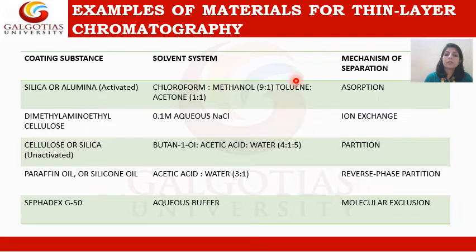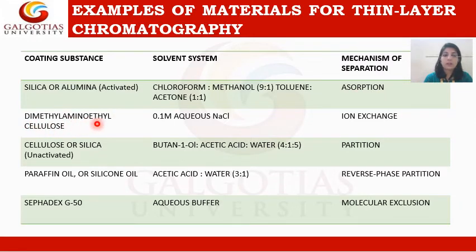Now these are certain examples of materials which you can use for your TLC. These are your coating substances that you can use, the solvent system and the mechanism of separation. Like silica or alumina, if we are having it as a coating substance, the solvent system that you can use can be chloroform, methanol, toluene, acetone.